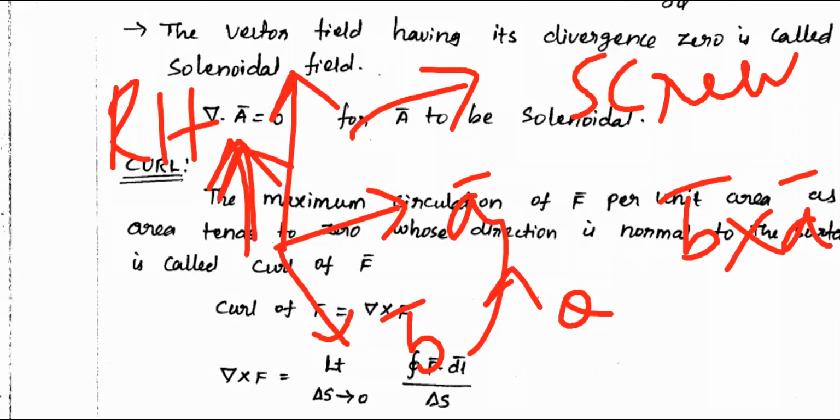Now in this case, you are having two vectors. Somehow you are rotating, you are physically moving with your hand. Then the result is in this direction.